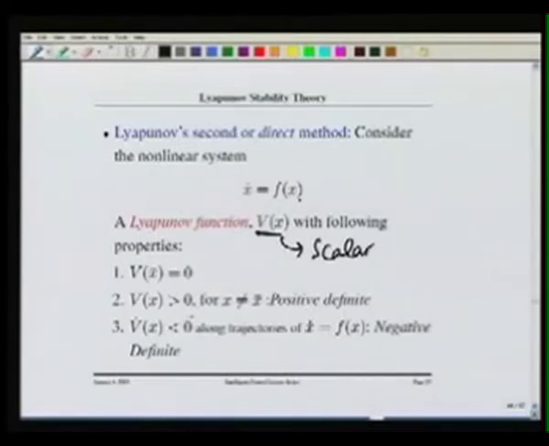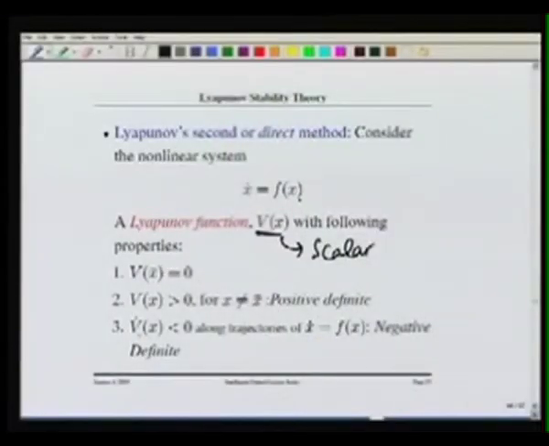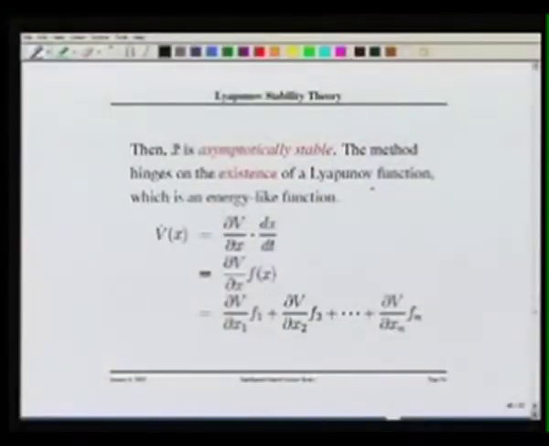and the scalar function is always greater than 0 when x is not at the equilibrium point, it is always positive definite. The derivative of this Lyapunov function is negative definite along the trajectory x dot equal to f x. Then we say the system is asymptotically stable. The method hinges on the existence of a Lyapunov function, which is an energy-like function. So, we define a function V x.